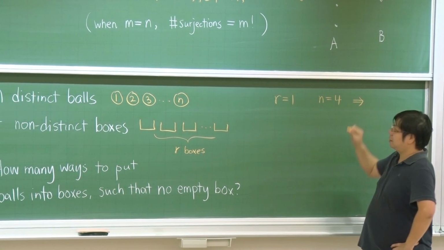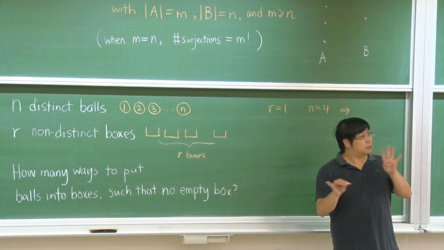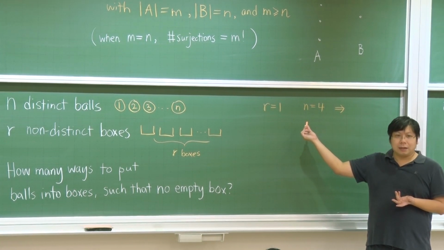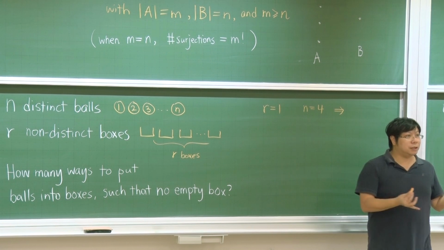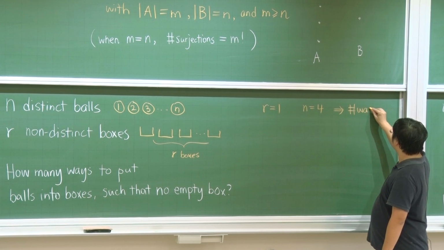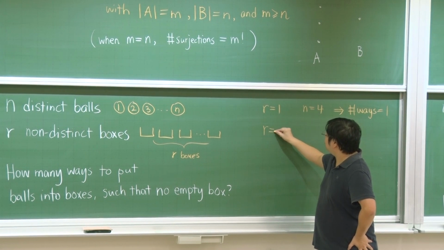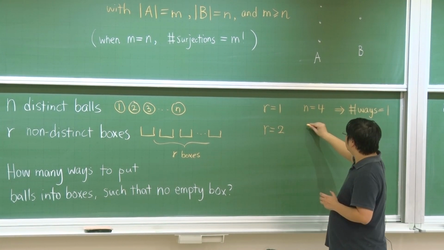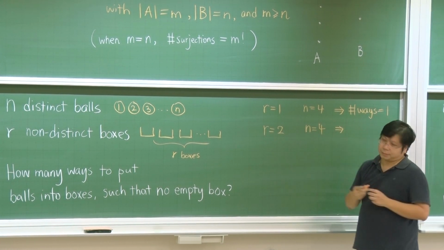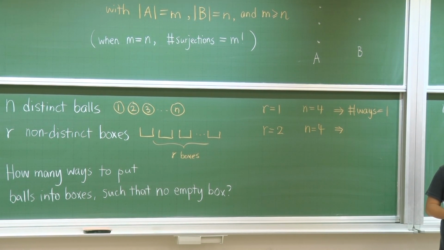So in that case, how many ways? We have 4 balls, right? We have to use up all the balls and no box can be empty. And there is just 1 way, because we need to put everything into the same box. Is that okay? Now R is equal to 2, n is equal to 4. What will happen? How many ways are there?